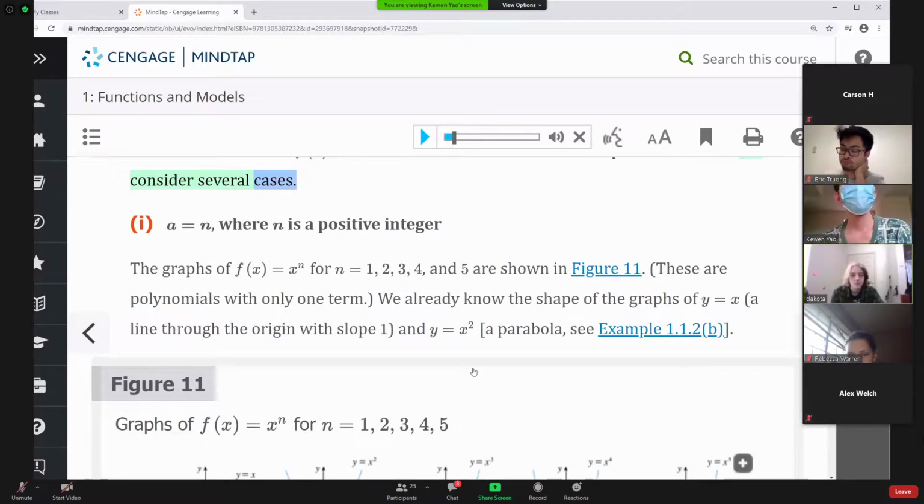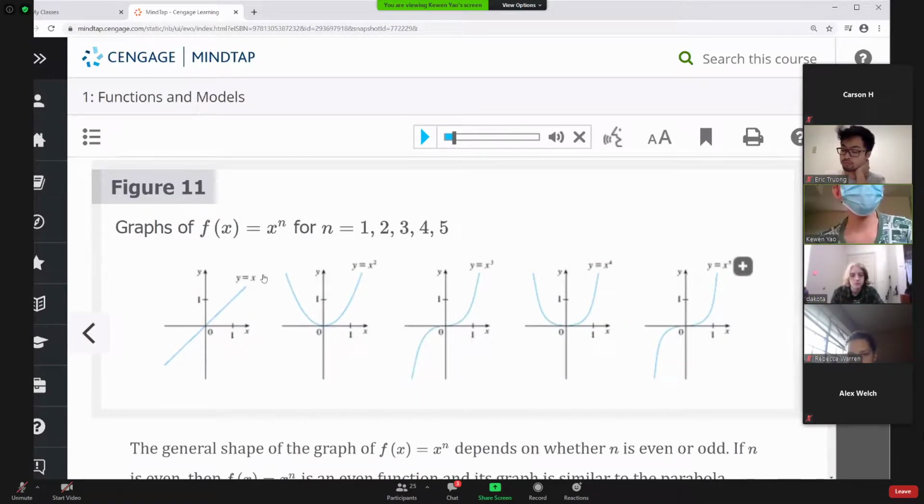You have a bunch of power functions, right? This is n equal to 1, so you have y equal to x, which is a 45-degree line. Remember, y equal to x is a 45-degree line, right? Now, if n equal to 2, you have y equal to x squared. What's the name for this? Remember? It's called the parabola, right? Now n equal to 3, y equal to x cubed, right?